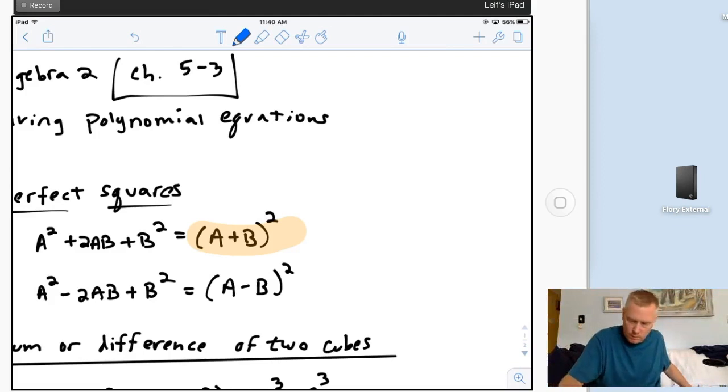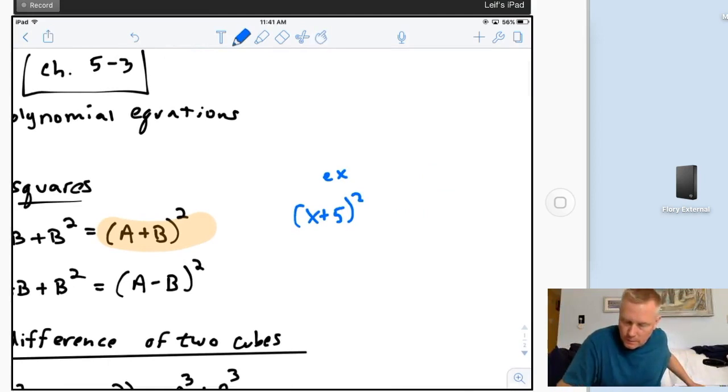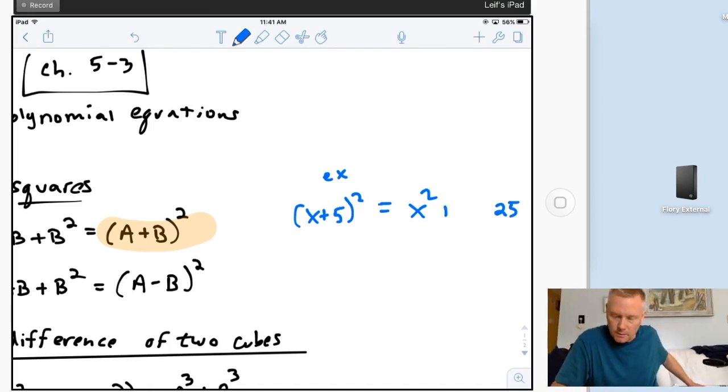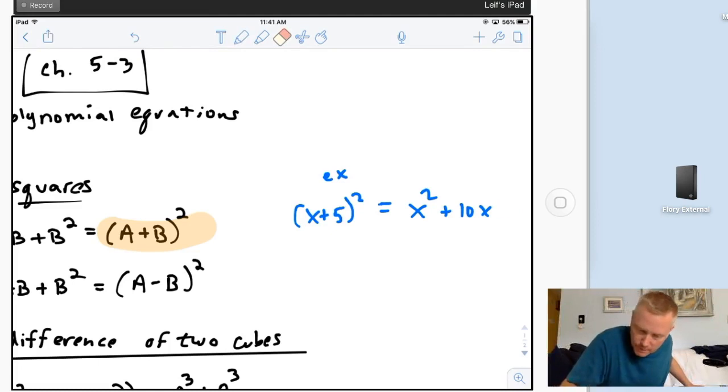So quick real world example over here. If I gave you x plus 5 squared, this would be, if I did it the shortcut, square the front one, x squared, square the back one, multiply the 5 and the x together, gives you 5x, and then double it is 10x, and there you go. It's a little sloppy, but that's a 10x in there. Okay, plus 25.